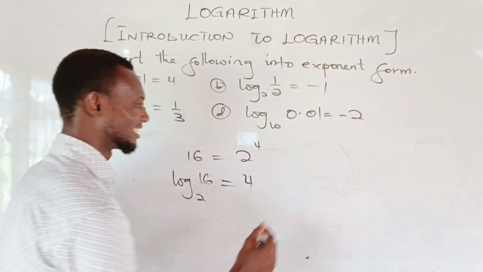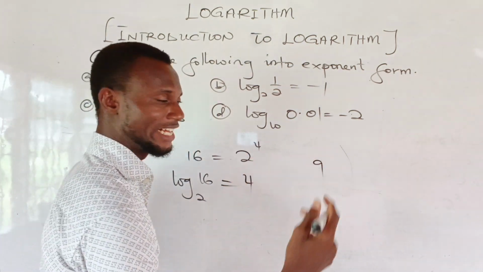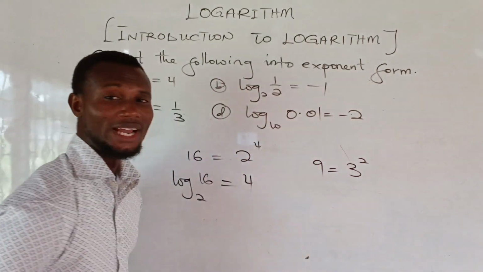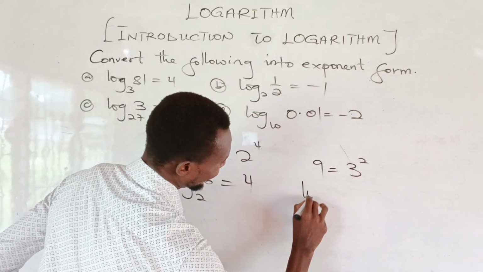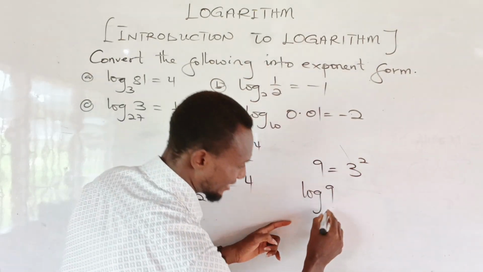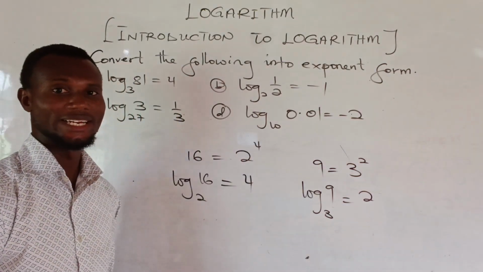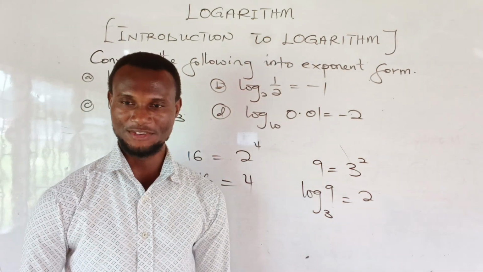Let me pick another example. Let's say I have 9. 9 can be written in index form. So 9 in index form is 3 to the power 2. And the definition of log is saying that when I take the log of 9 to the base 3, it should be equal to the power, which is the 2. That is what we looked at in the first video.